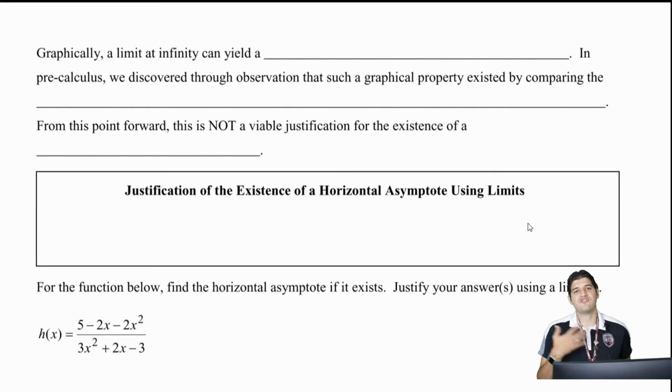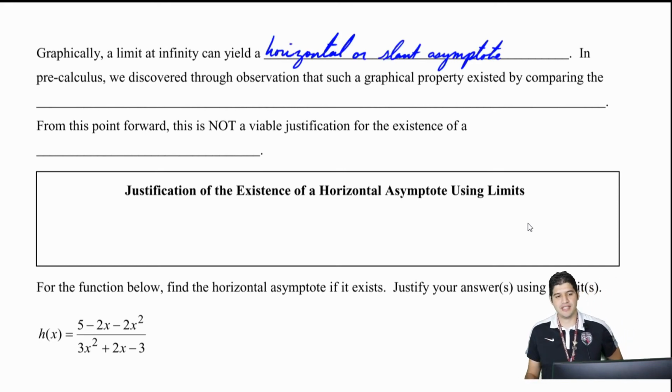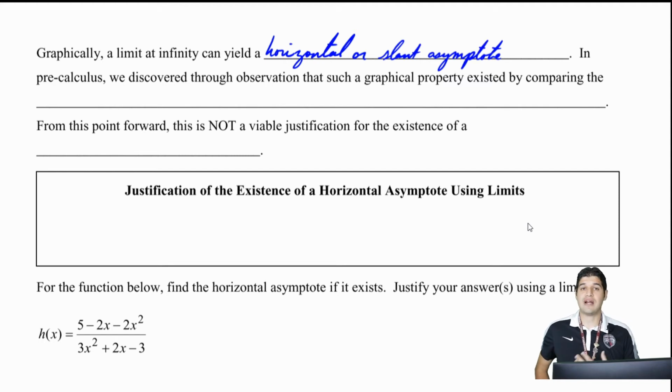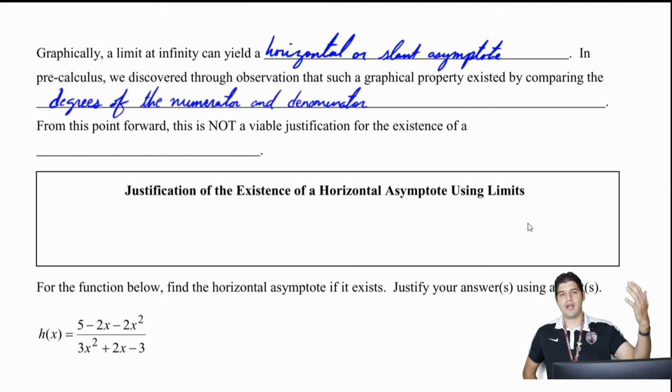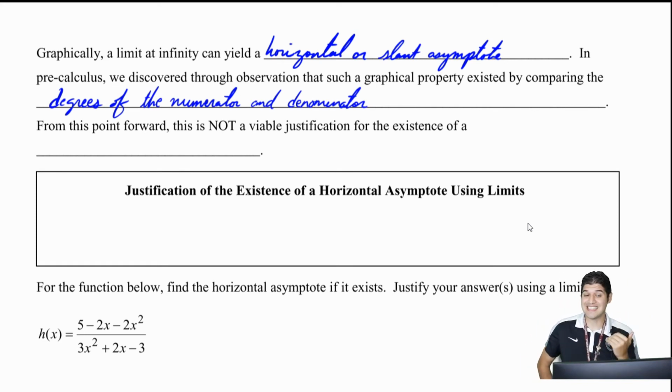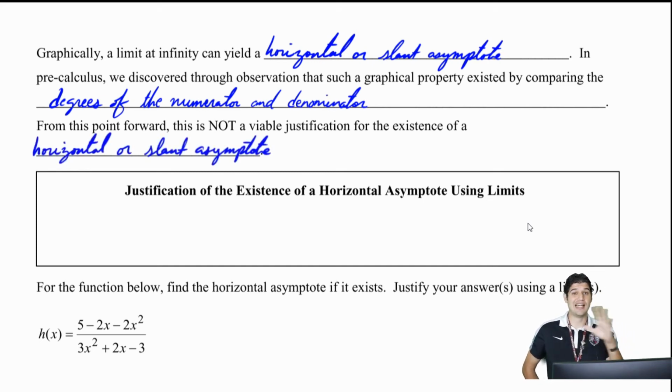So let's fill in these gaps. Graphically, a limit at infinity can yield a horizontal or slant asymptote. In pre-calculus, we discovered through observation that such a graphical property existed by comparing the degrees of the numerator and denominator. So from this point forward, this is not going to be a viable justification for the existence of a horizontal or slant asymptote.